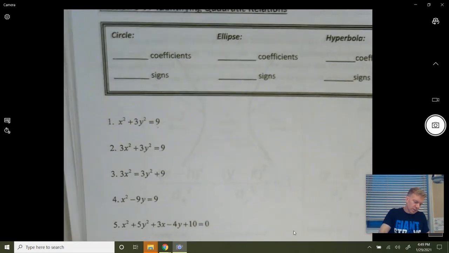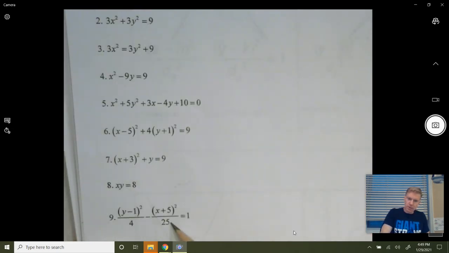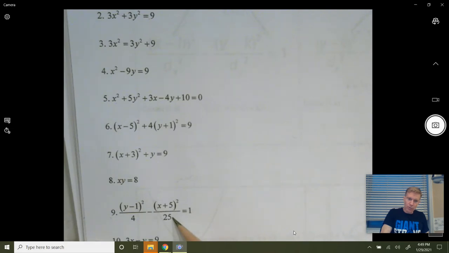If you get something like this one here, that's already in standard form. Hopefully you recognize you've got a y minus k squared and an x minus h squared, and one has a plus in front of it, one has a minus. That's a hyperbola opening in the y direction, and that's equal to 1.